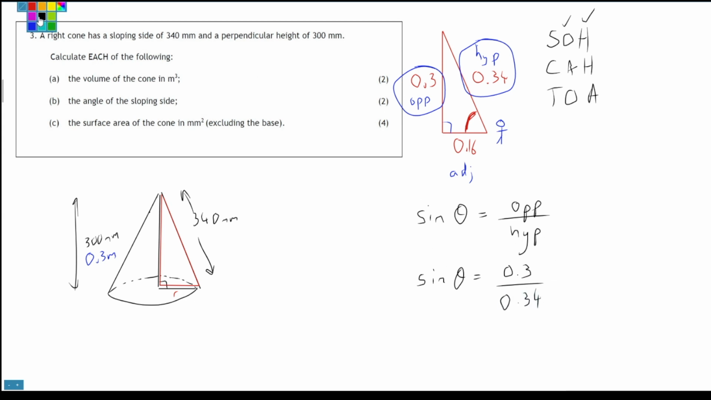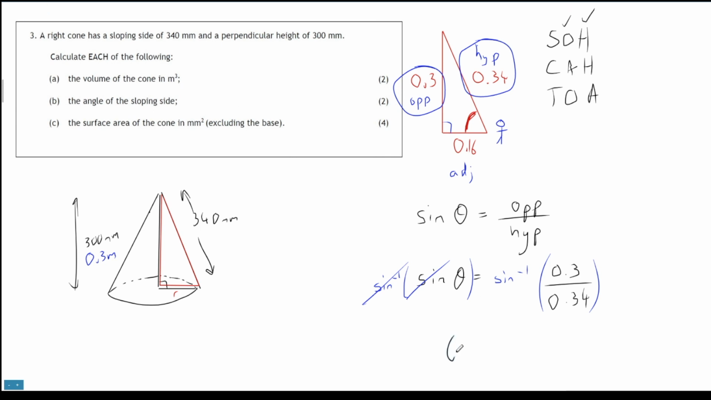Now, if I want to get the angle by itself, I have to apply sine -1 to both sides. So I'm going to do that. I'm going to squeeze it in here. So we're going to get sine -1 of both sides. What that actually does is the sine -1 cancels out the other sine, and we're just left with the angle by itself. So now I've got the angle is equal to sine -1 of 0.3 over 0.34.